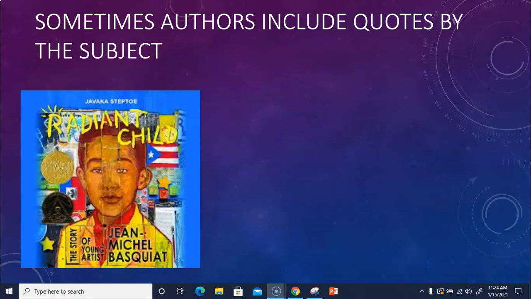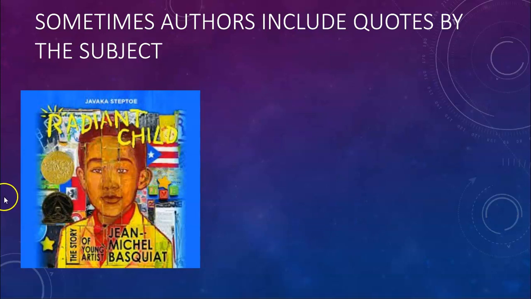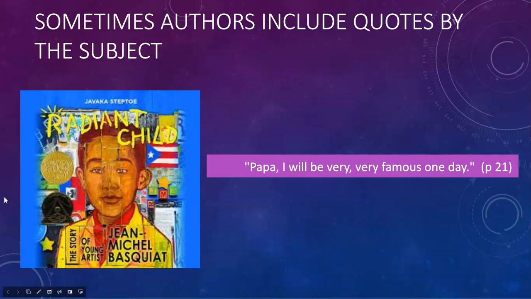So let's move on to Exhibit B, as they say in court. We're looking at Radiant Child, the story of young artist Jean-Michel Basquiat. I assume that's how you say that, okay? So let's look at a quote from this particular book. In the book on page 21, Jean-Michel says, "Papa, I will be very, very famous one day." Okay? So let's see if this is authentic.